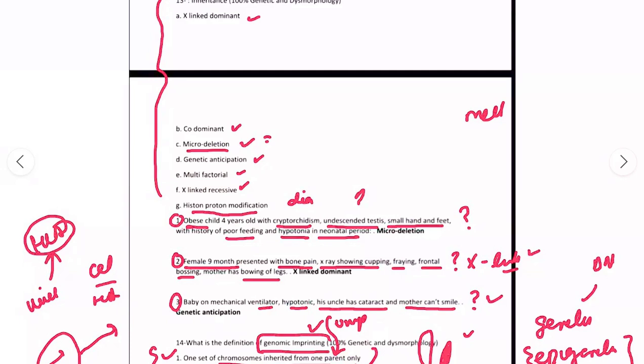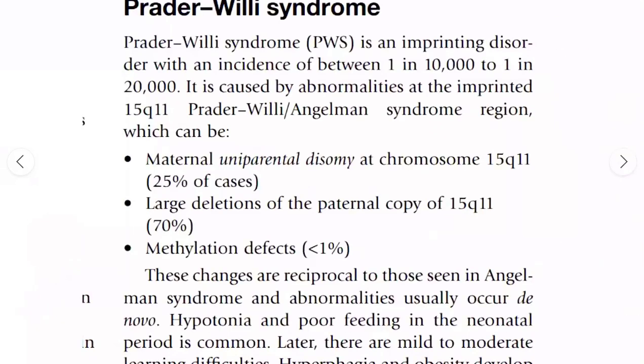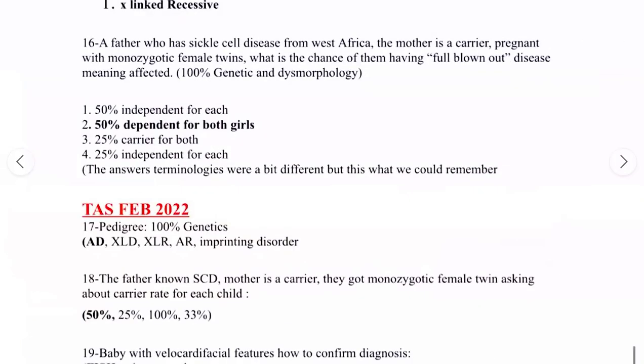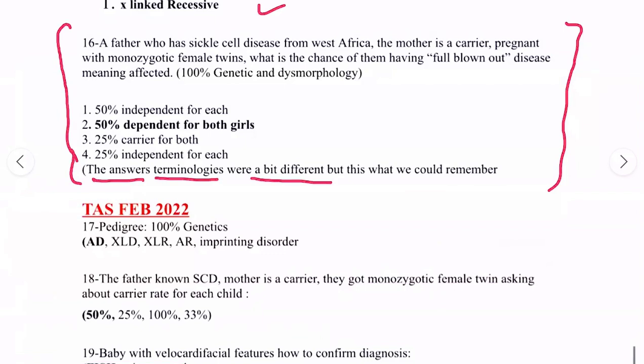All right, so the next question, pedigree, again that was X-linked recessive. This is Prader-Willi. Okay. This is the definition for epigenetics. That is your behavior, environmental factors that are going to change the DNA sequence. Okay, the next one, again, this is again not right. See here, they have told the answers, the terminologies were a bit different, but this is what we could remember. This is not a good recall. Let me read it.